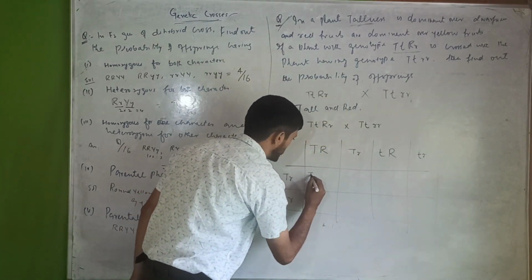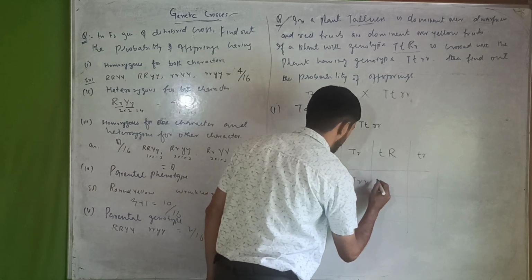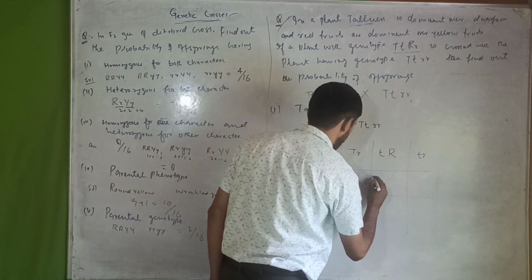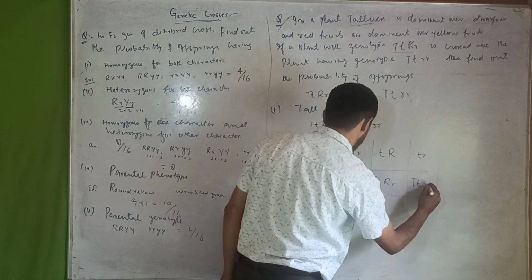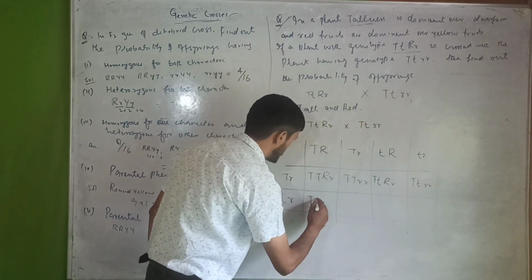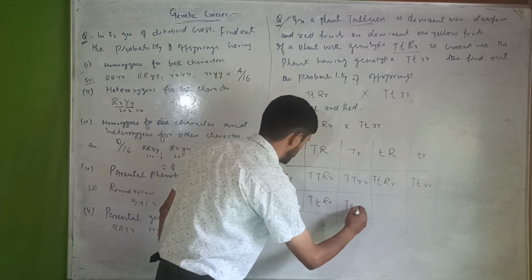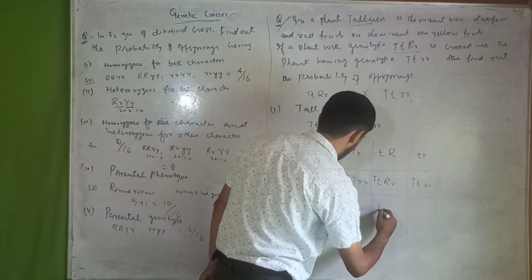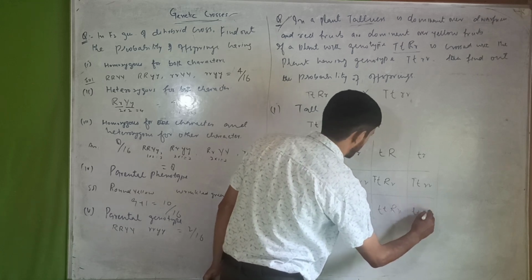So, the offspring combinations are: capital T, capital R, small r; capital T, small r, small r; small t, capital R, small r; capital T, small r, small r; capital T, small t, capital R, small r; capital T, small r, small r; small t, small r, small t, small r, small r.